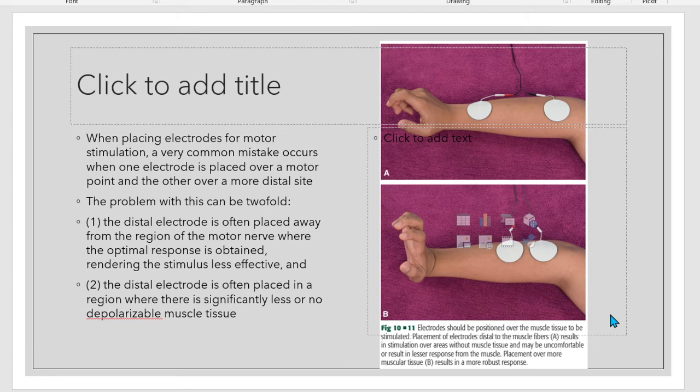Okay, so if you want to stimulate the muscle, the problem, this is problem number one, is that the distal electrode is often placed away from the region of the motor nerve where the optimal response is obtained, rendering the stimulus less effective. So if it is placed far away, it is less effective. The distal electrode is also often placed in a region where there is significantly less or no depolarizable muscle tissue. So you should place your electrode where there is muscle that can be depolarized.